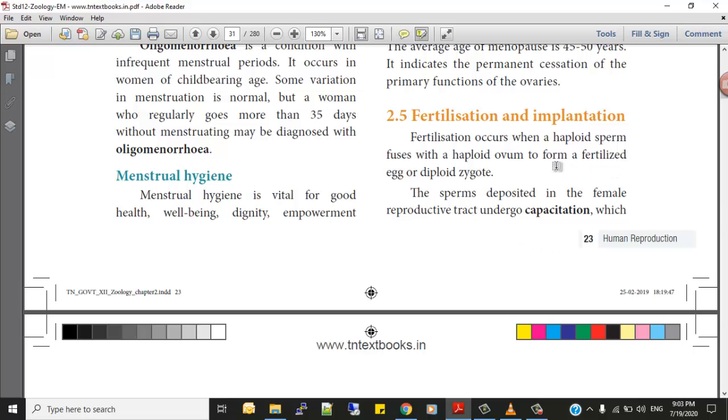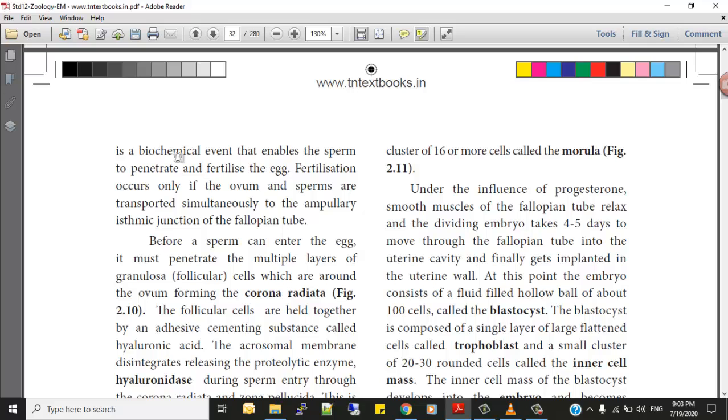Fertilization occurs when a haploid sperm fuses with a haploid ovum to form a fertilized egg or a diploid zygote. The sperm deposited in the female reproductive tract undergo capacitation, which is a biochemical event that enables sperms to penetrate and fertilize the egg. Fertilization occurs only if the ovum and sperms are transported simultaneously to the ampullary isthmic junction of the fallopian tube.